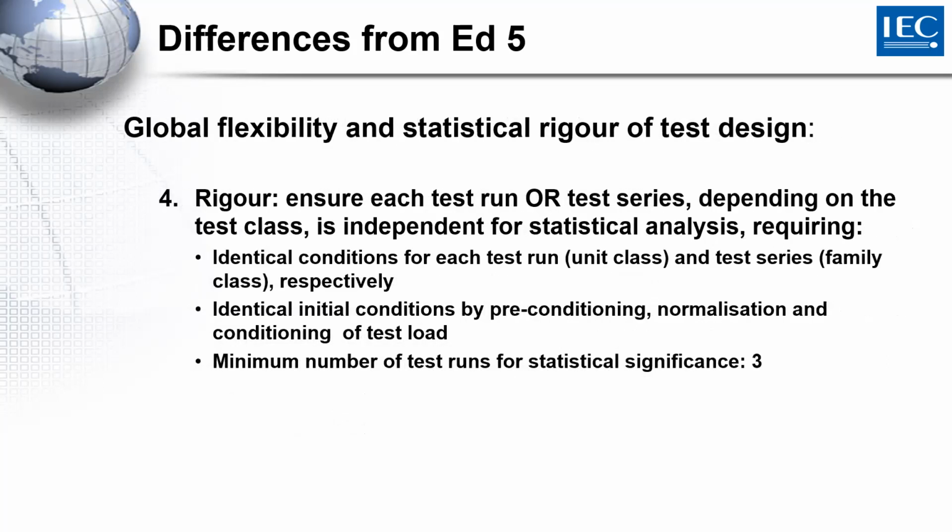Rigor. We have to ensure that each test run or test series, depending on the test class, is independent for statistical analysis. So we've got to have initial conditions for each test run and test series. Identical initial conditions by preconditioning, normalization, and conditioning the test load. And the minimum number of test runs for statistical significance should be set at 3. Next, please.